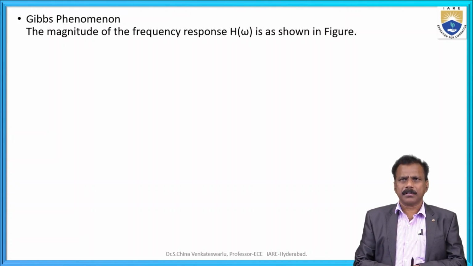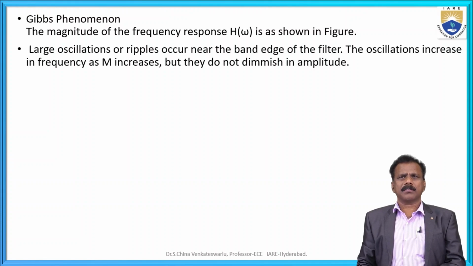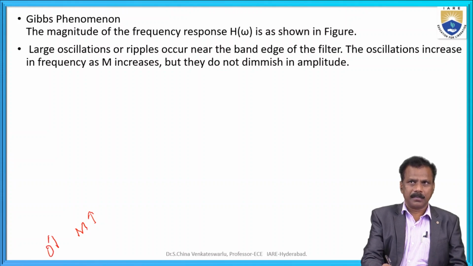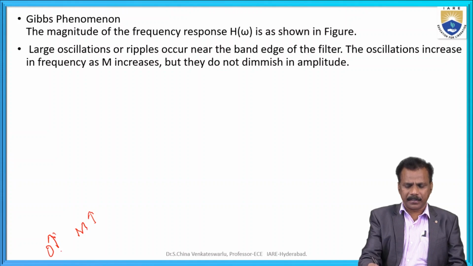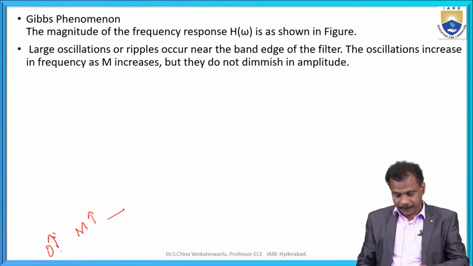If you want to design with these windows, you have to remember the Gibbs phenomenon. The magnitude of the frequency response H of omega is as shown in the figure. Large oscillations or ripples occur near the band edge of the filter. The oscillations increase in frequency as M increases, but they do not diminish in amplitude.